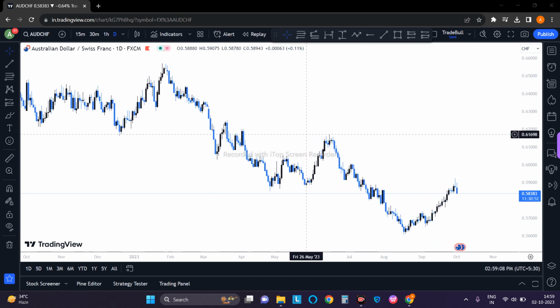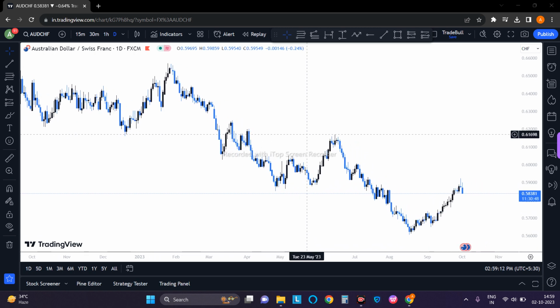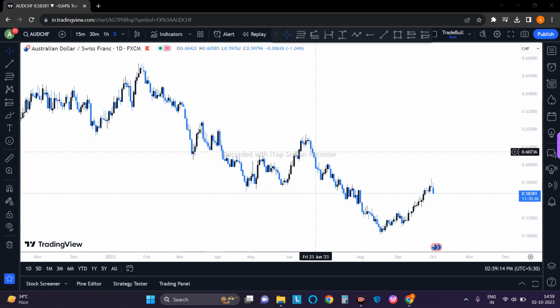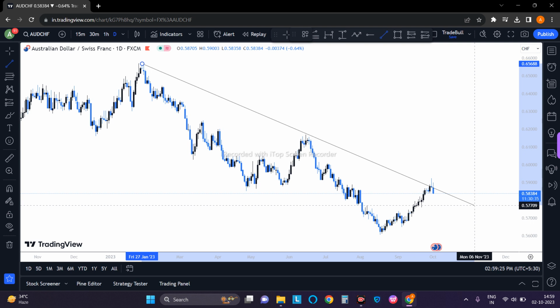I hope you're now clear with how to identify a trend, which I have clearly mentioned in my past two videos. So here you can clearly see the price is trending in the downward direction. And when that happens, I first mark my levels. So this is the first trend line.